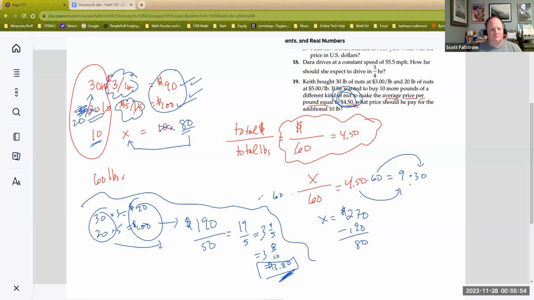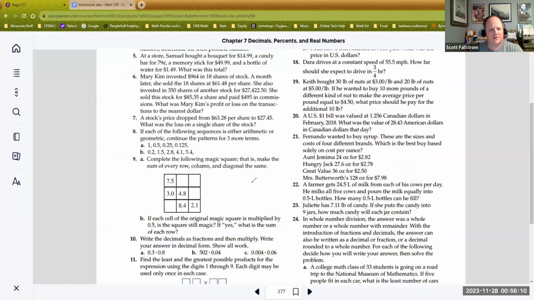Okay. All right, there's number 19. And I believe the next one was 23. So let's see here, clear all drawings. So question 23 is, let's see here, Juliet has 7.11 pounds of candy. She puts the candy into 9 jars. How much candy will be in each jar? This is division.